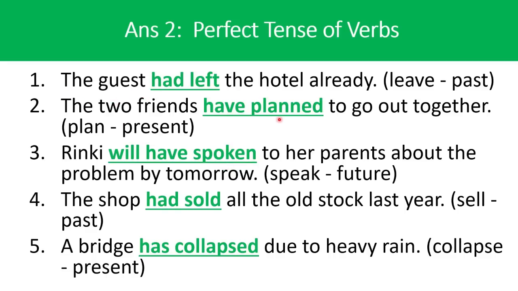The guests had left the hotel already. The two friends have planned to go out together. Rinky will have spoken to her parents about the problem by tomorrow. The shop had sold all the old stock last year. The bridge has collapsed due to heavy rain. These are the 5 correct sentences. There are 5 marks for this part of the test.